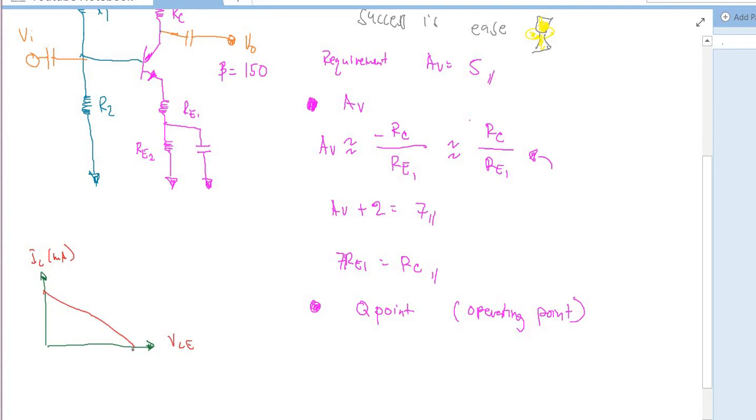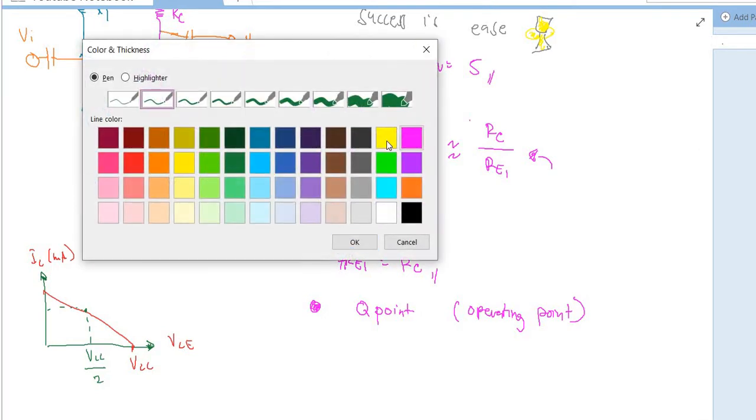As you can see, at this point, this is the VCC. The best point for the operating Q point would be this one, which is VCC divided by 2. That would be the most practical point that we have, and the very reason for that would be this one.